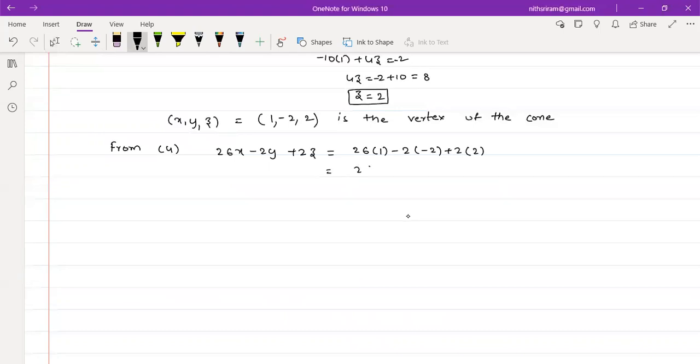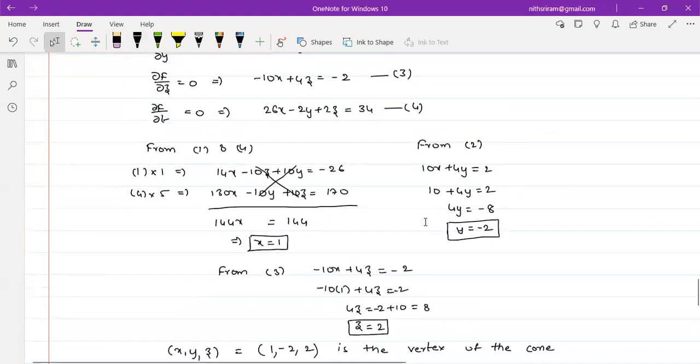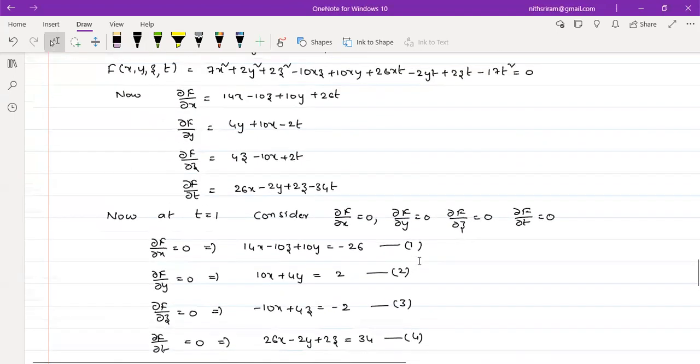So that we get 26 plus 4 plus 4, which is equal to 34. It means I get 26x minus 2y plus 2z is equal to 34. Yes, that is the correct answer. It means this is the vertex of the cone. Okay, once again, this is a very, very important model.